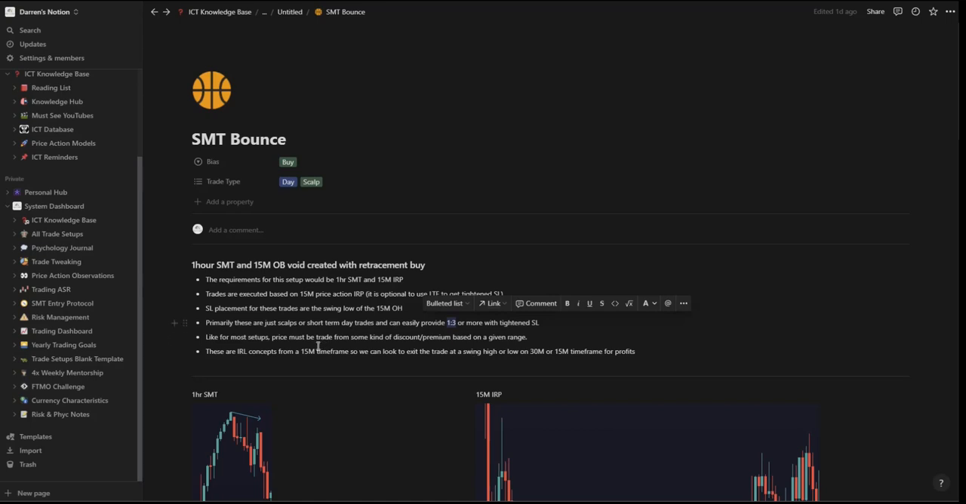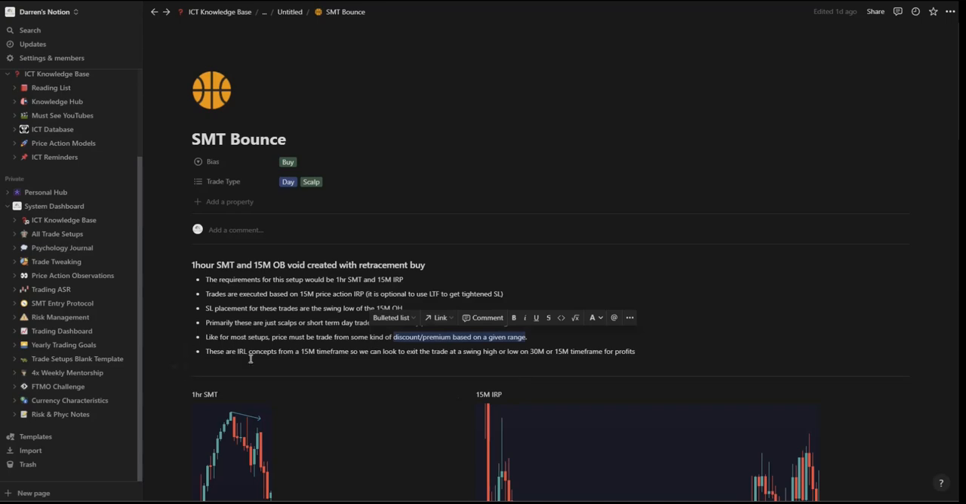Like for most setups, price must be traded from some kind of discount and some kind of premium range. So always, guys, whatever I'm showing you, it's on some kind of basis of discount or premium, buying or selling. For any trade setup, there must always be some associated discount or premium. It doesn't have to be the highest level of premium, or the lowest level of discount, but some kind of premium or discount. It's always better to understand that concept.